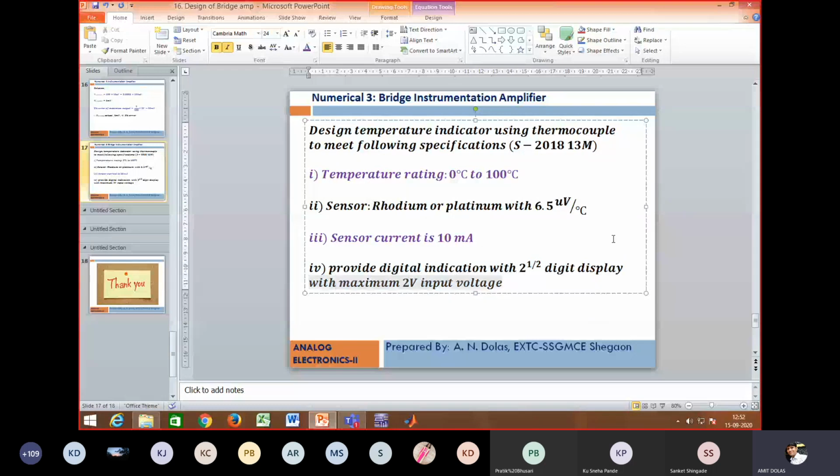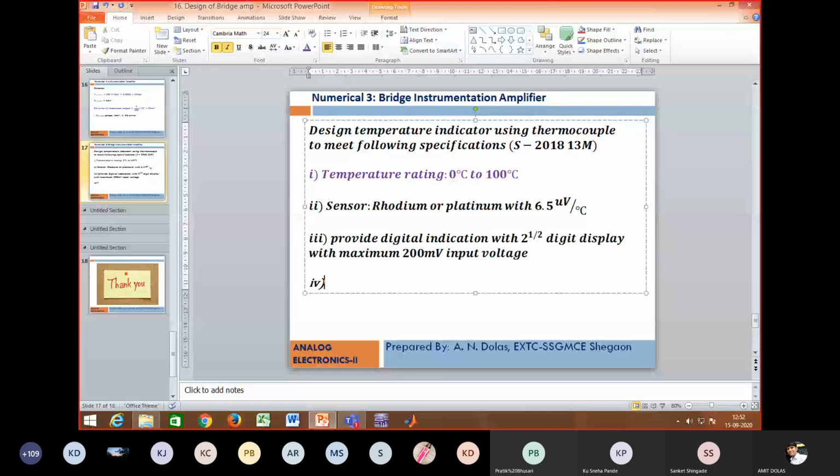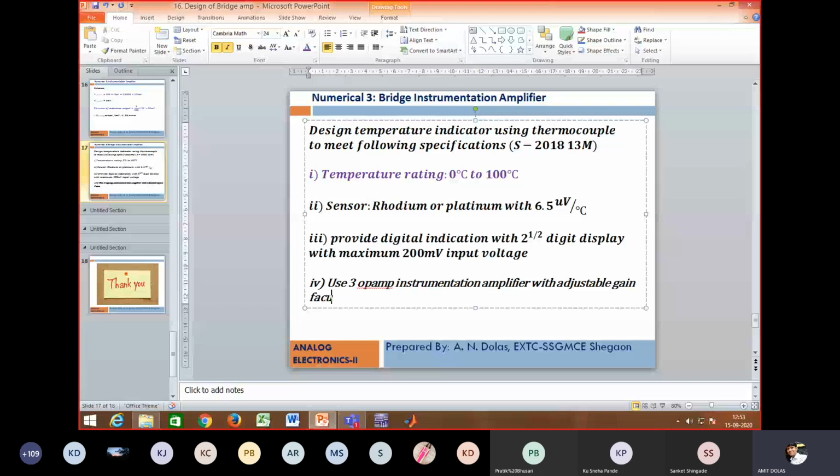Display with maximum 200 millivolt input voltage is given in the paper. And next given is, use 3 op amp instrumentation amplifier with adjustable gain facility.